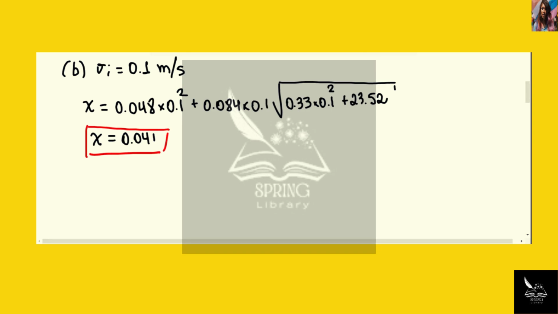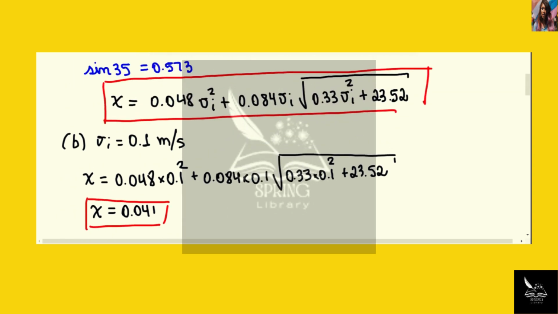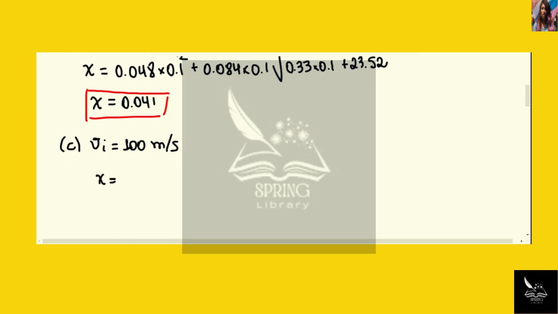And in question C, we have to do the same thing for vi equals 100 meters per second. And in that case, again, we only have to substitute the vi in the formula that we found in equation A. I'm not going to bother writing all the numbers again, but the result is 964 meters. And here, of course, we also have a meter. And this is the horizontal distance.